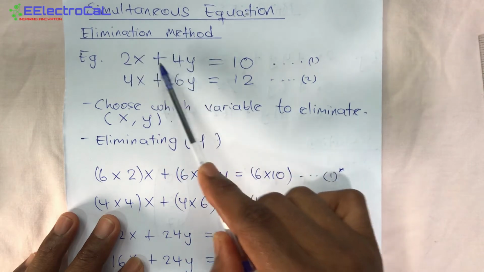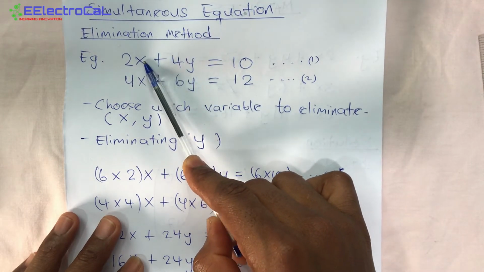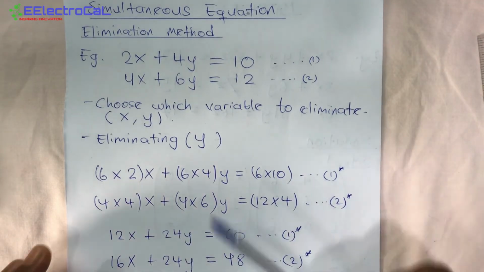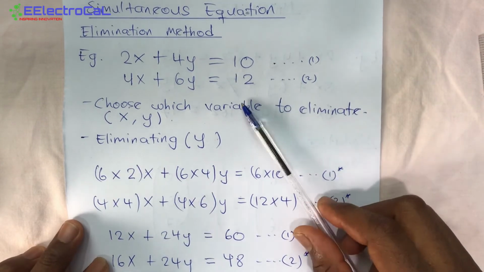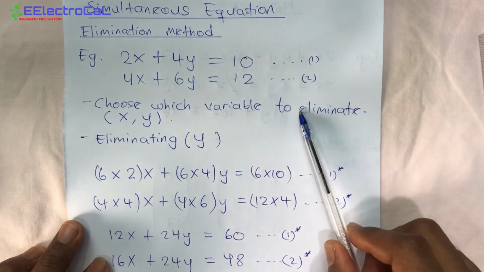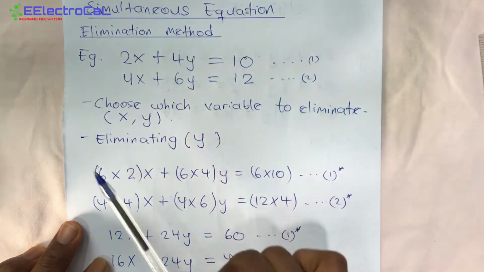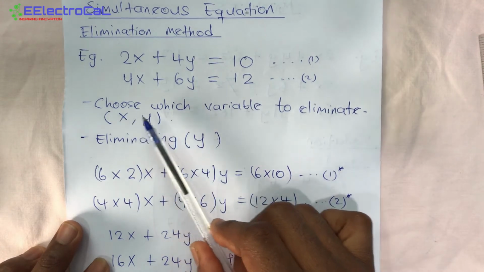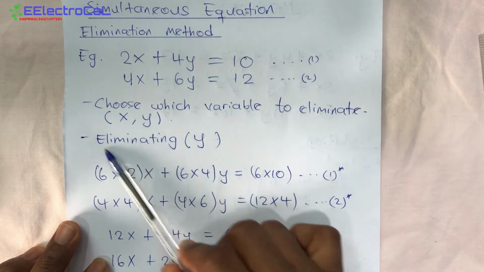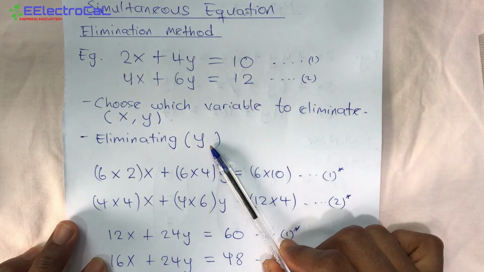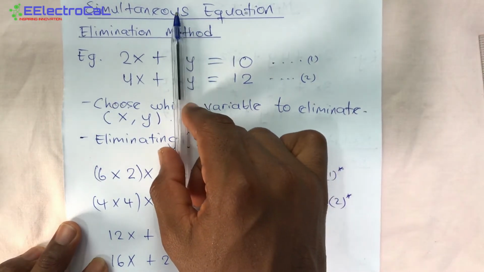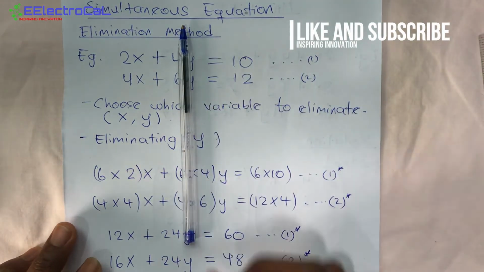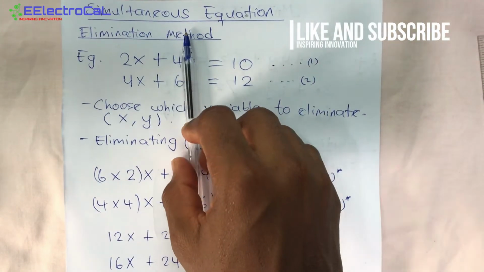We have to find the various voltages, x and y, which each represent a particular voltage. The first step in the elimination method is to choose which variable to eliminate. We could choose either x or y. In our case, we choose to eliminate y. To eliminate y, it means you want to remove the y terms in both equations.